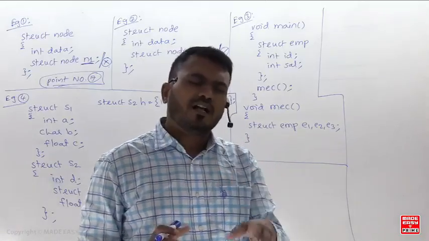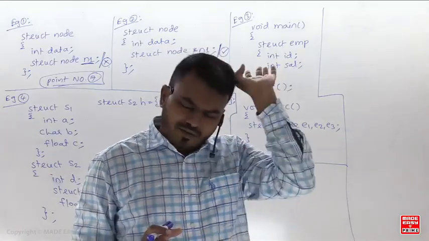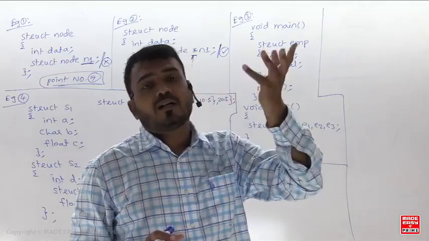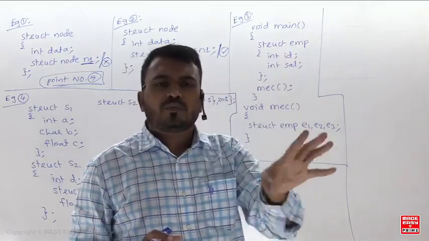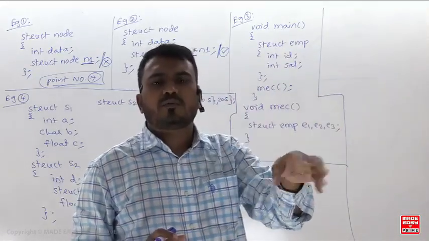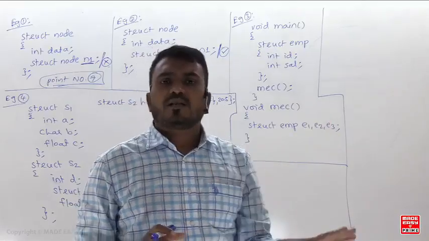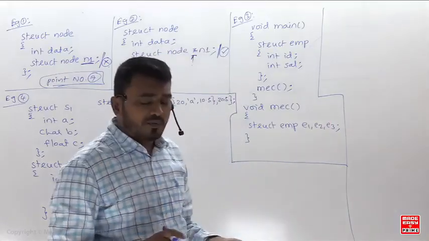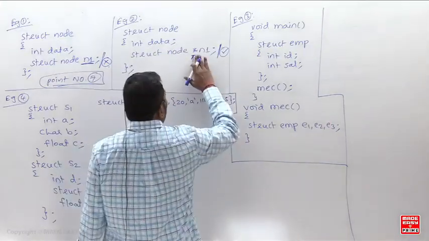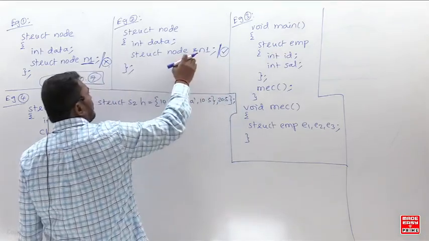Whichever pointer it is, it can be any; whether integer pointer 4 bytes, character pointer 4 bytes, float pointer 4 bytes, structure pointer 4 bytes, function pointer 4 bytes. Pointer means 4 bytes. So there is no problem here.